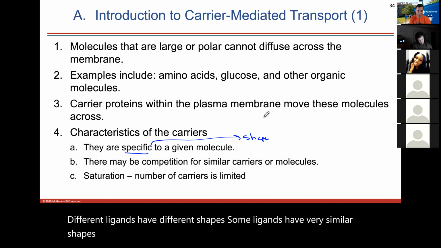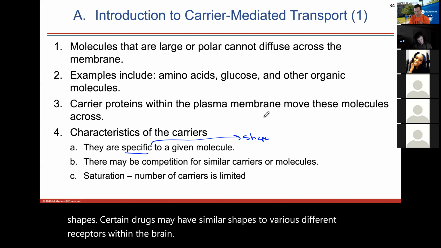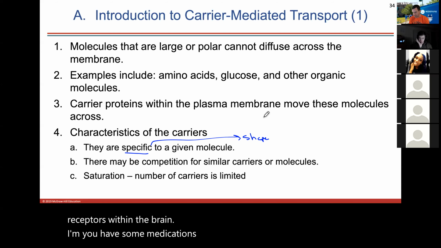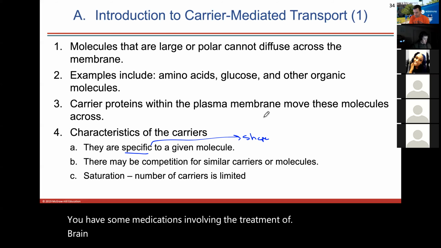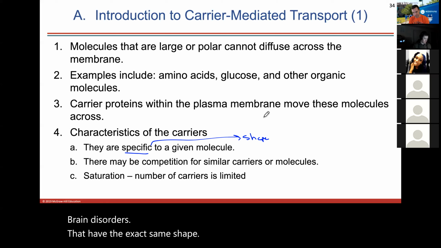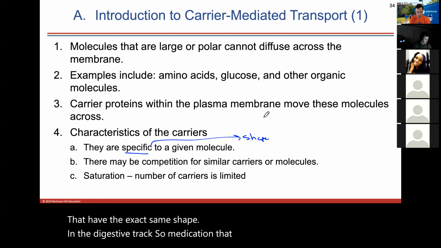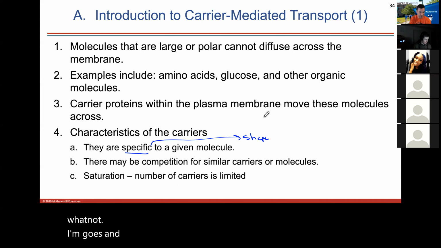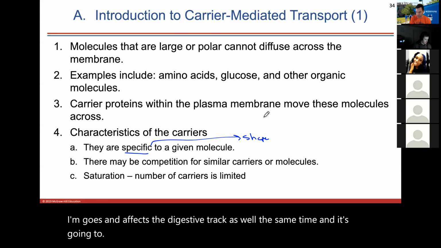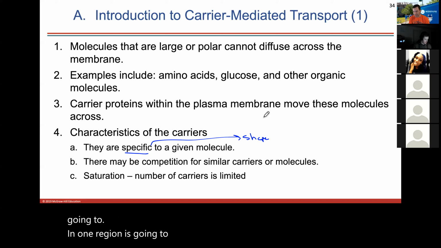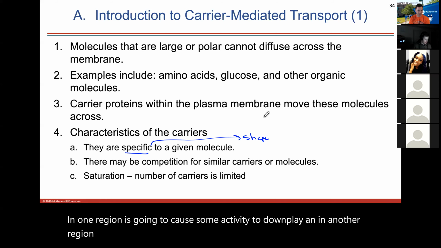Certain drugs have similar shapes to various different receptors within the brain. You have some medications involving the treatment of brain disorders that have the exact same shape in the digestive tract. So medication that you're taking for depression and whatnot goes and affects the digestive tract as well at the same time. In one region, it's going to cause some activity to downplay, and in another region, it's going to cause some activity to increase. So in that situation, it's the same shape.